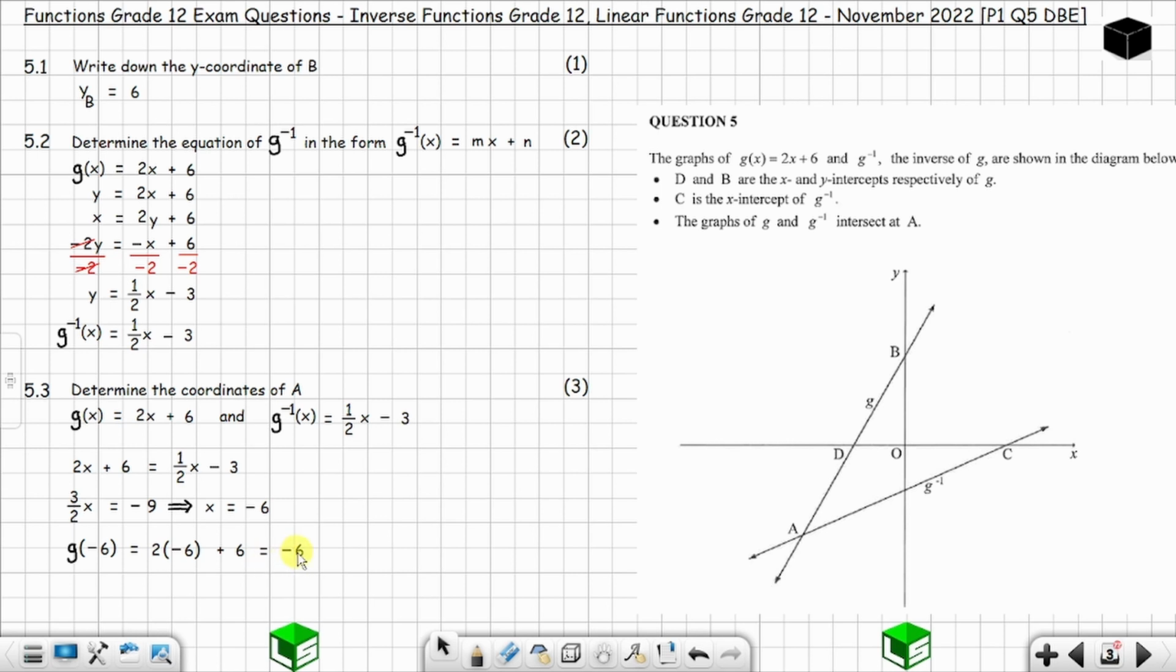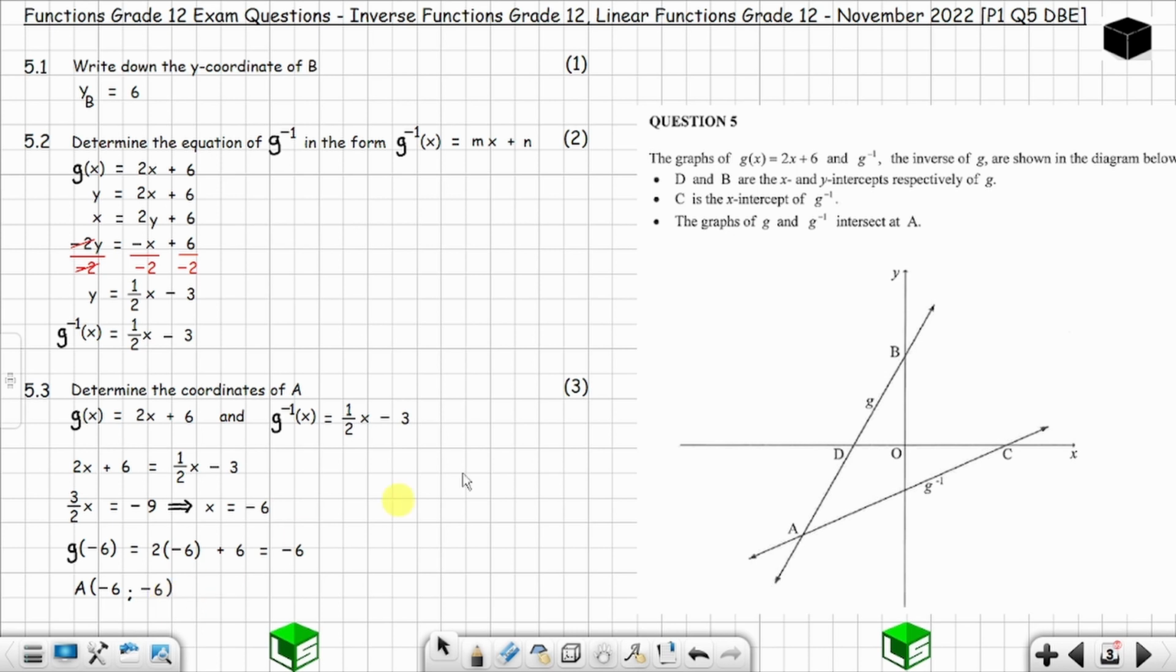Okay, so you can see the y coordinate is negative 6. You can still use this equation. You are going to find negative 6. Okay, so finally, the x coordinate of A is negative 6 and the y coordinate is also negative 6. Okay, so this is how you can calculate the coordinate of the point of intersection between two graphs.